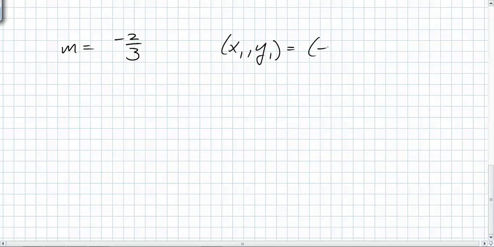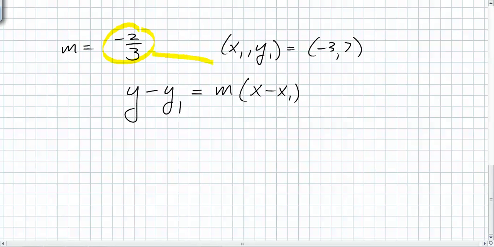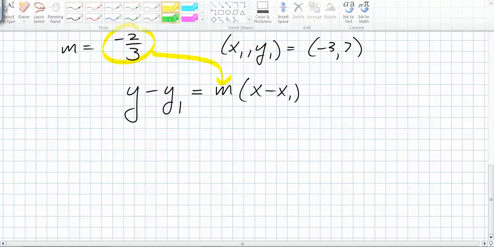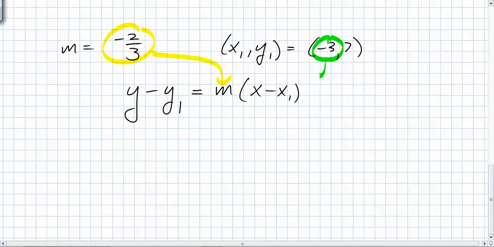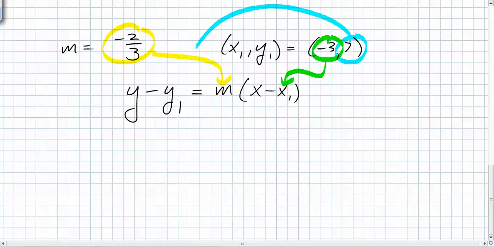So let's do another one. Let's say we had another made-up slope. Let's say the slope was, I don't know, negative 2/3. And our point, x1, y1, is going to be negative 3, 7. Point-slope form is y minus y1 is equal to m times x minus x1. So the slope is going to go right there. x1 right there is going to go right there. And y1 is going to go right there.